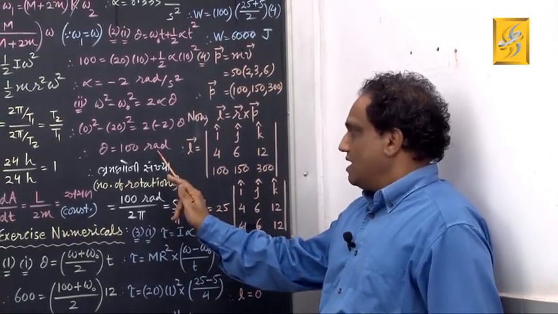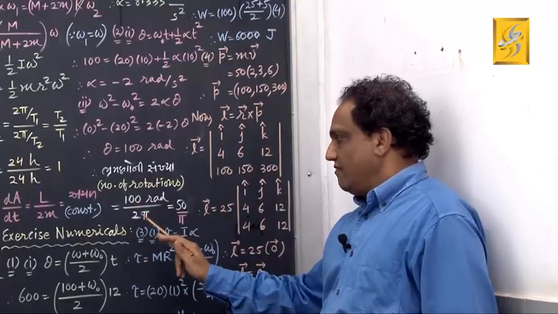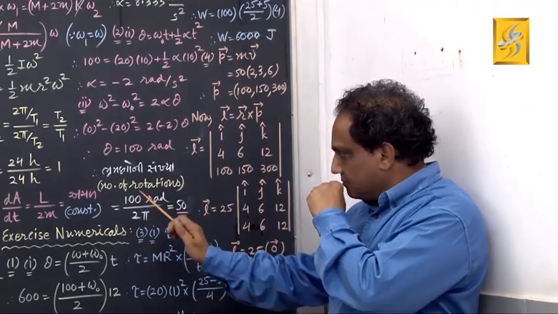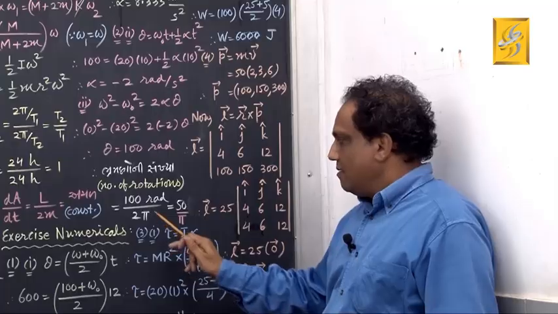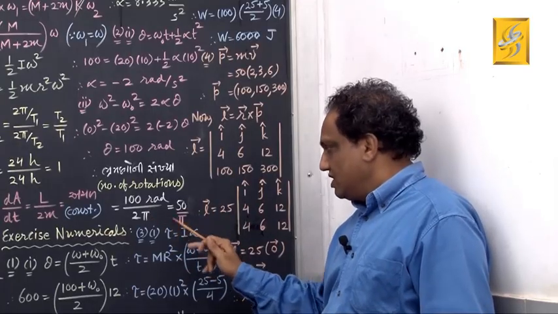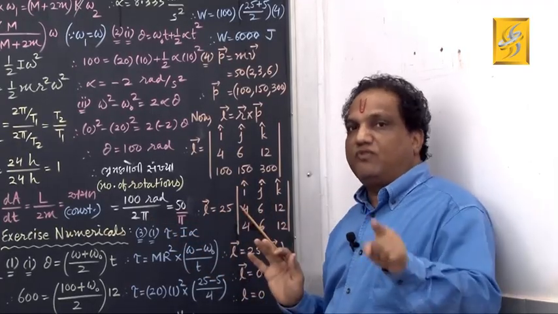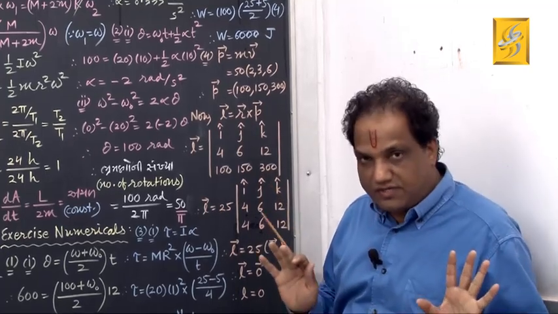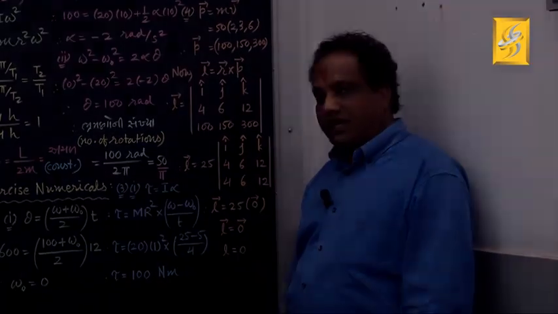So the radian value is right now 100, and I am dividing that value by 2 pi. 100 upon 2 is 50, and pi is there in the denominator. So these many rotations will be there before the body comes to rest. Got it? Read now number 3.